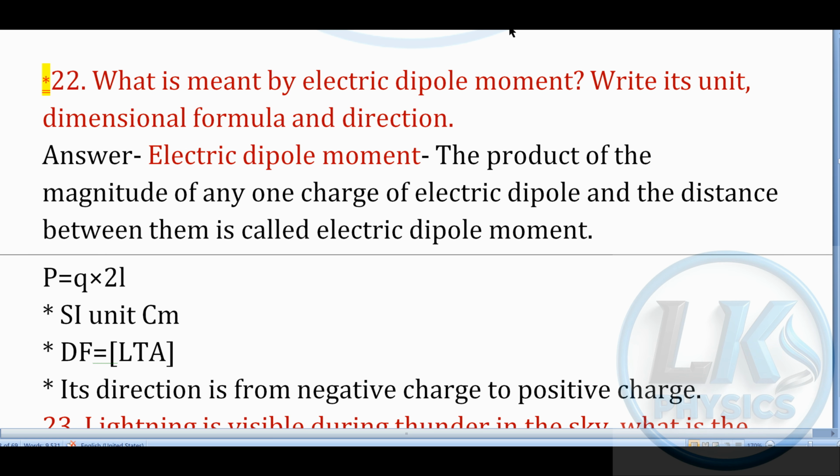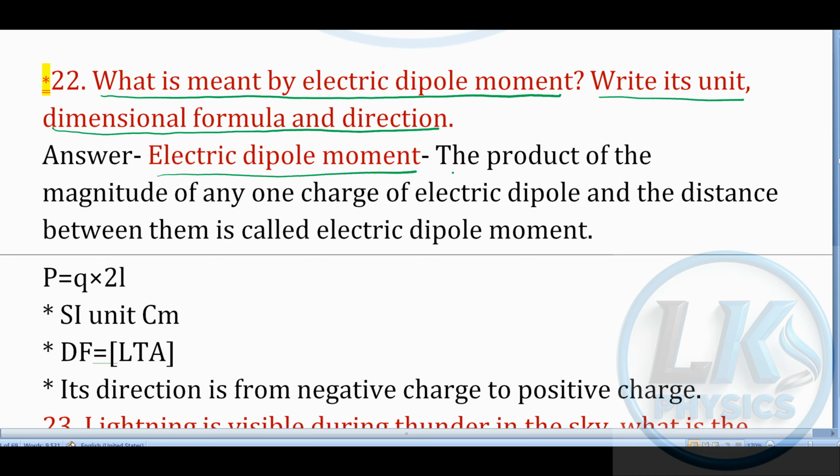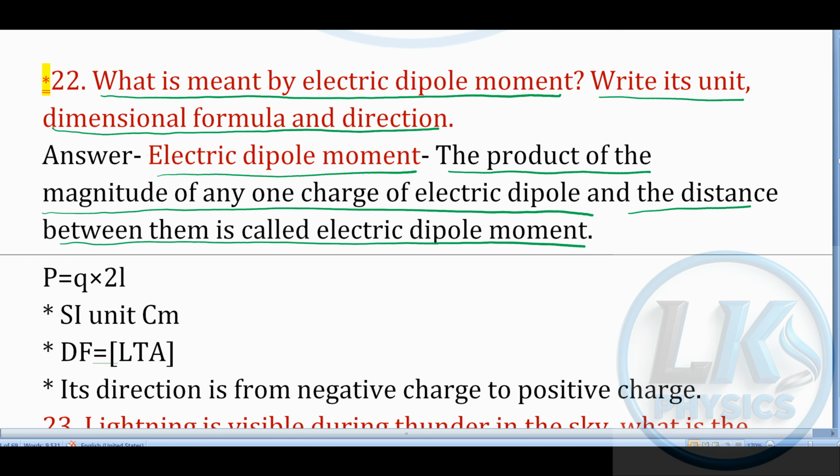Now this is the question, what is meant by electric dipole moment? Write its unit, dimensional formula and direction. Electric dipole moment: the product of the magnitude of any one charge of electric dipole and the distance between them is called electric dipole moment. You can also write these words from the formula. This is the formula of electric dipole moment, the product of magnitude of a charge and distance between them.